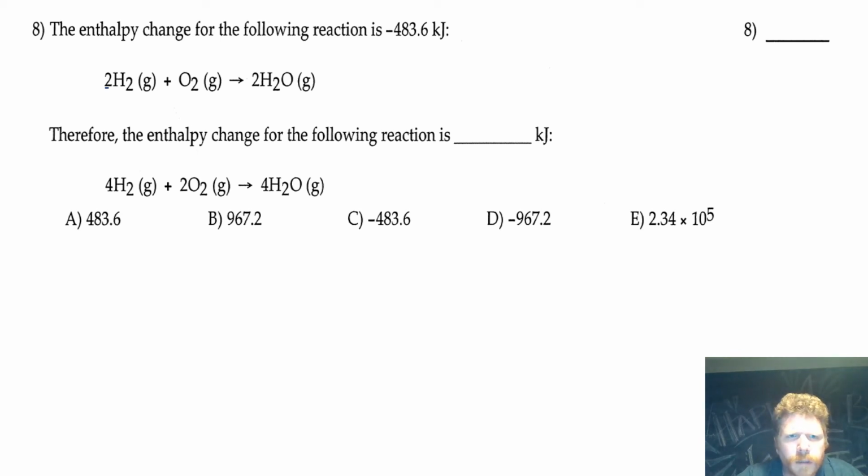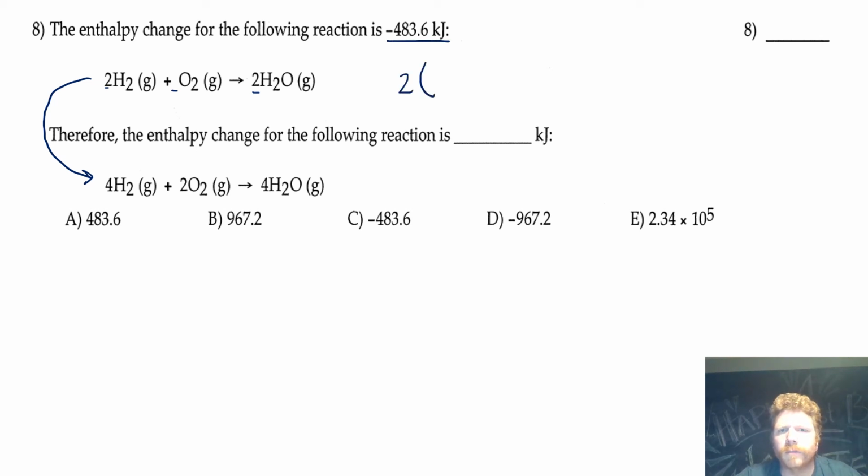Okay, so what makes these two different? 4H2 plus 2O2 yields 4H2O. All the phases are the exact same. The only thing that's different is our coefficients. If you look at all those coefficients, what's the difference between our reaction and our final reaction? It's simply a factor of 2. And if you multiply these coefficients, then you have to multiply the energy associated with them.